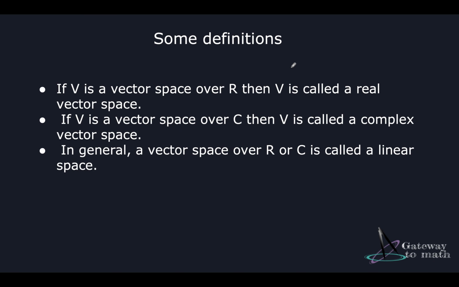Now some important definitions. If V is a vector space over real numbers, then V is called a real vector space. If V is a vector space over C, then V is called a complex vector space. In general, a vector space over R or C is called a linear space.